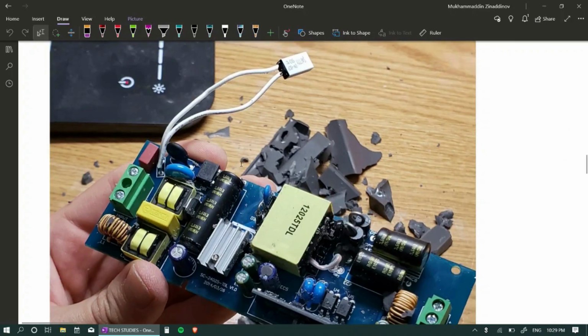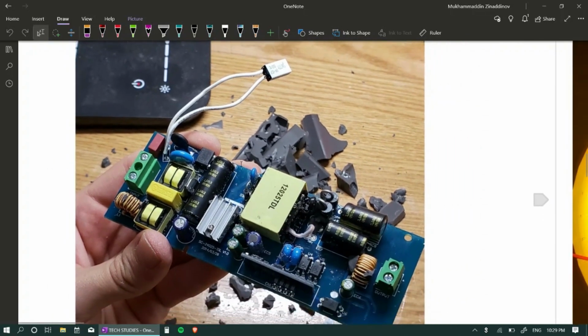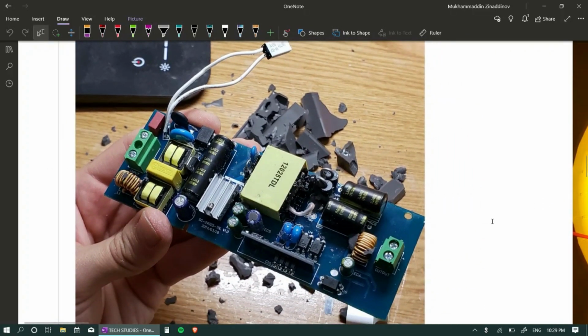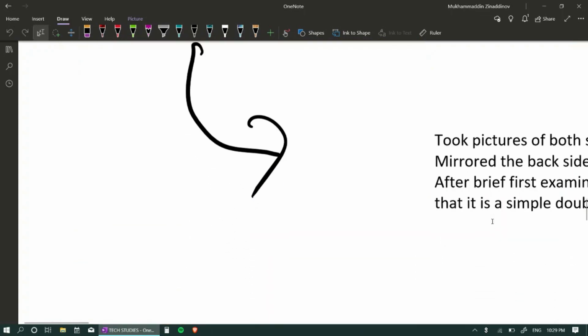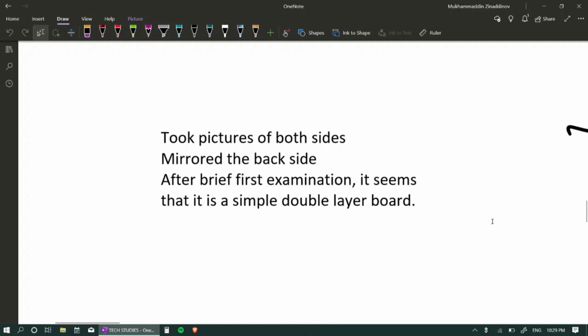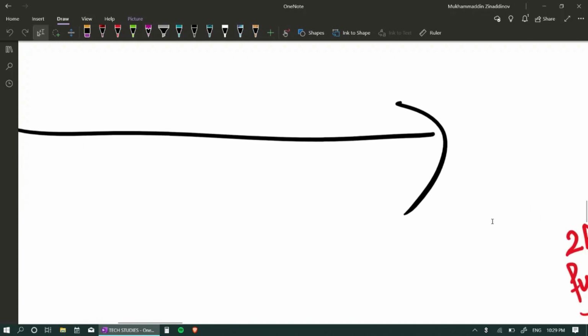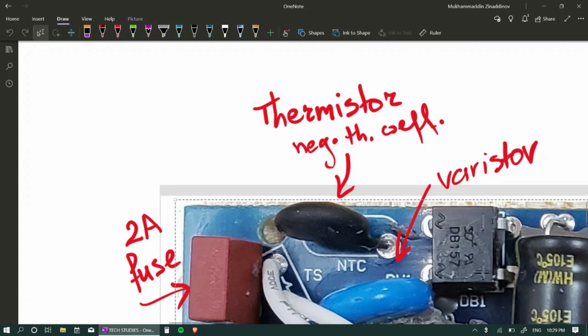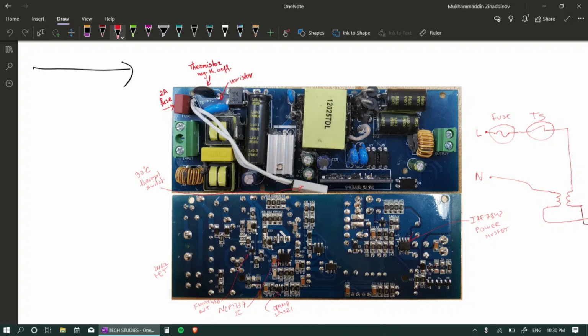After we clean the resin, we can take a look at the circuitry on both the top side and bottom side of the PCB. We're now going to take pictures of both sides of the PCB, mirror the back side, put them back to back, and look at what we have here. A very noticeable thing right off the bat is the separation between the output part of the PCB and the input, quote-unquote, high power AC part of the PCB.